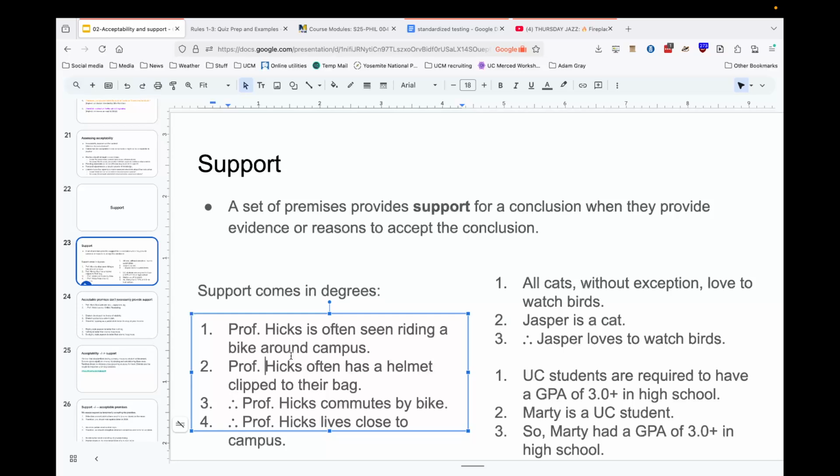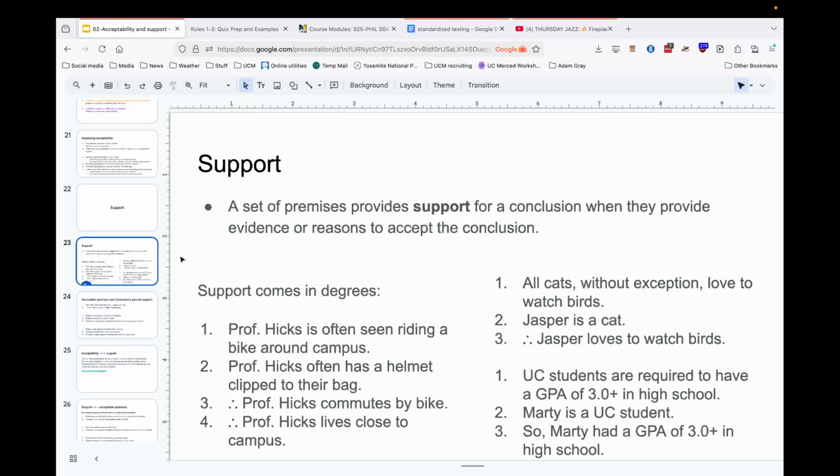Okay, all preliminary stuff there, but are there any comments before we move on?